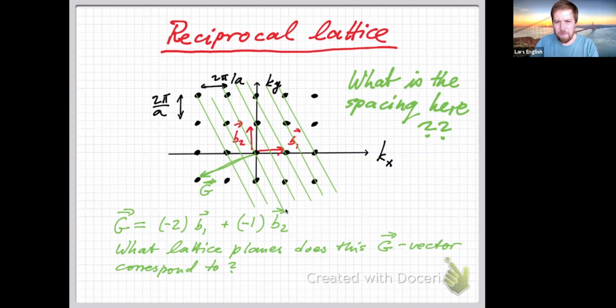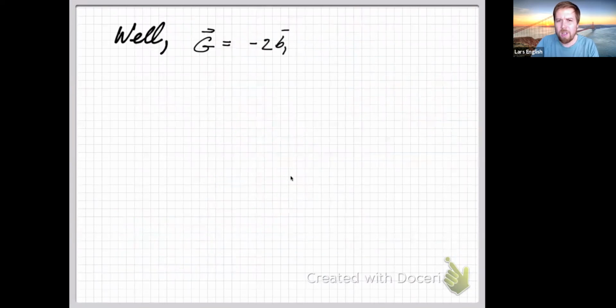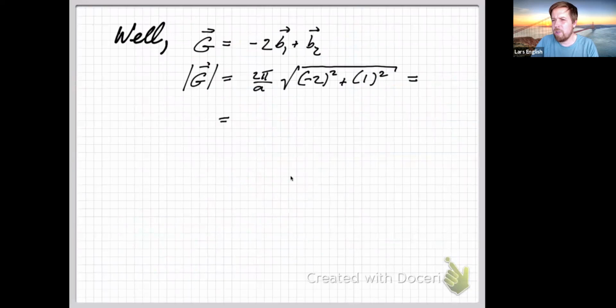Here it might be difficult to ascertain, but with this new trick, by looking at the magnitude of the G vector, it should be fairly straightforward. So that's what we're going to do. I'm going to write the G again, and then we're going to look at the magnitude of that vector. The magnitude of this vector is going to be 2 pi over a times the square root of minus 2 plus minus 1.